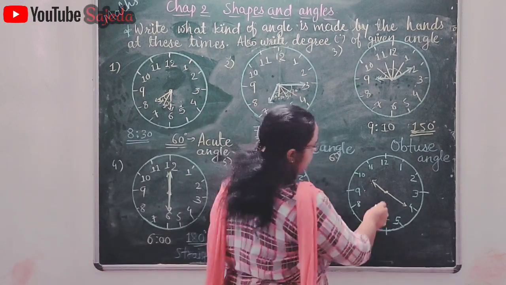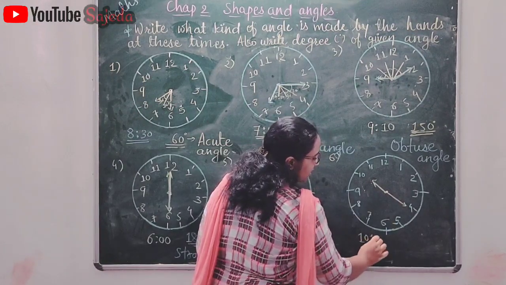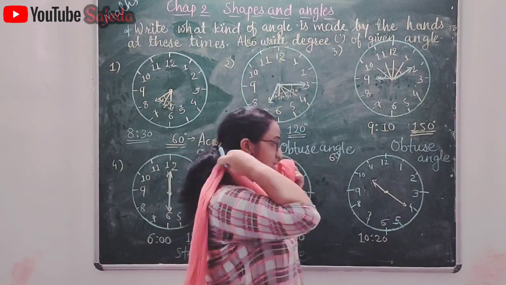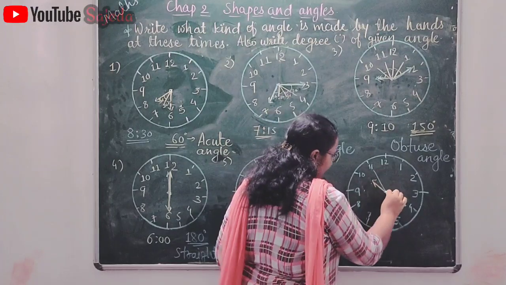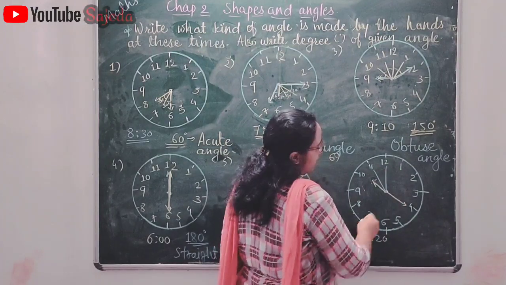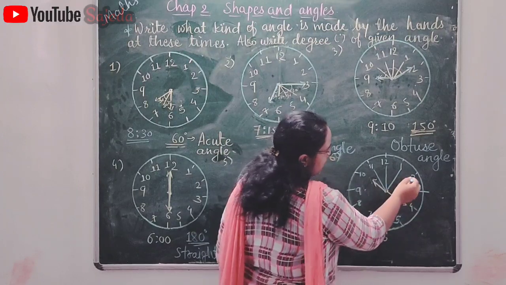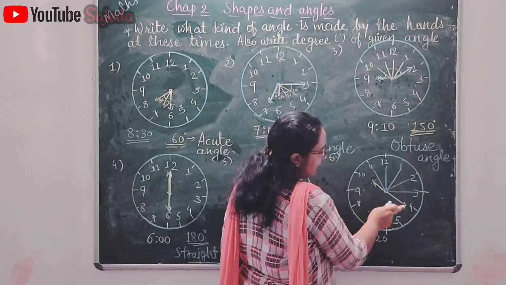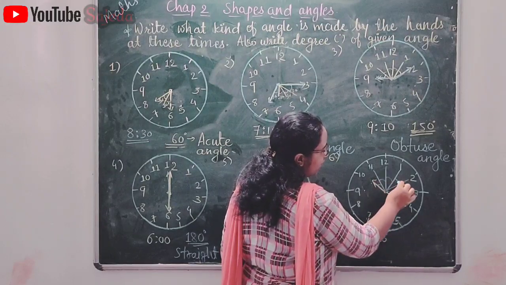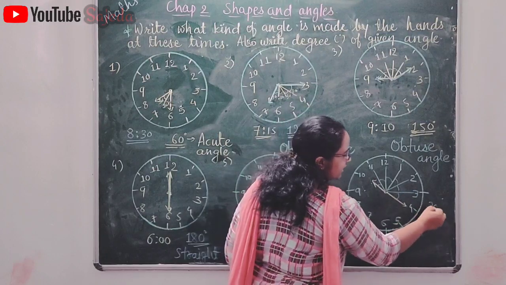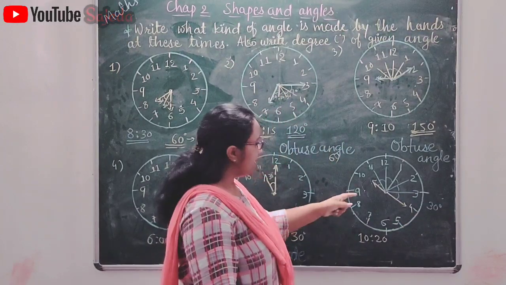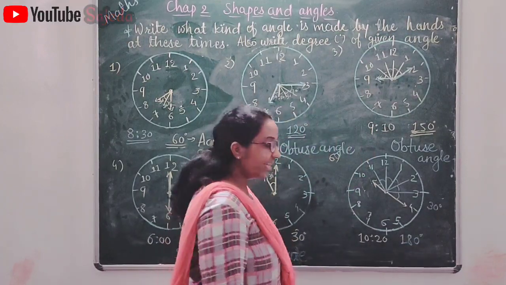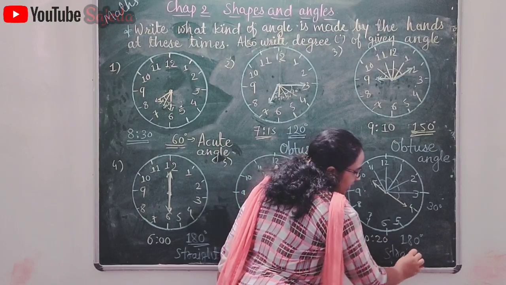Now the next one is 10:20. Now it is also a straight line, but if you are confused, let's check it. Between 10 and 11 one angle, 11 and 12 one angle, 12 and 1 another one, 1 and 2 another, 2 and 3 another, and 3 and 4. So at this time there are 1, 2, 3, 4, 5 and 6 angles of 30 degree each. So the measurement will be 6 times 30, which is 180 degree, and 180 degree is called a straight angle.